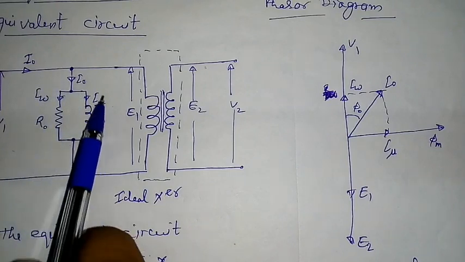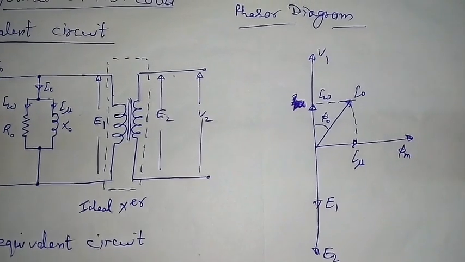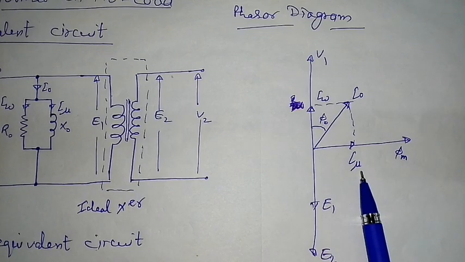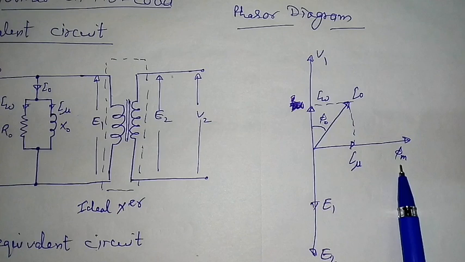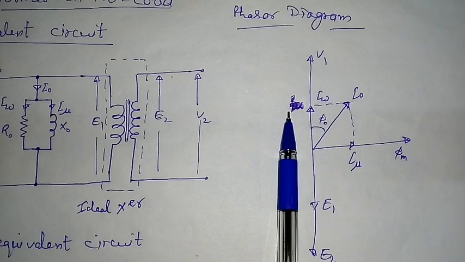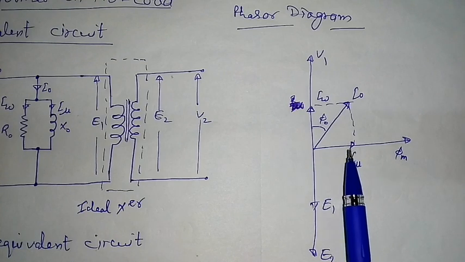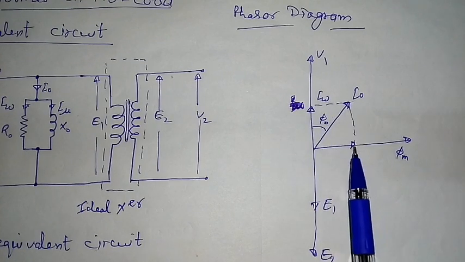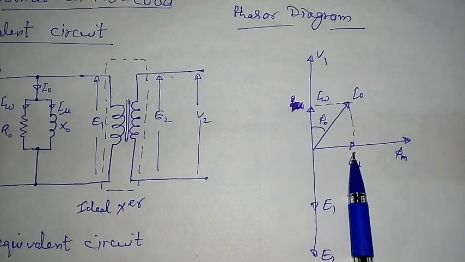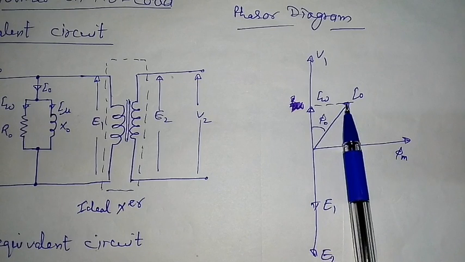This portion is called the burden of the transformer. Here in the phasor diagram, I mu, the magnetizing component, is in phase with flux phi m, and this IW active component is in phase with voltage V1. Here this is I mu, this is IW, and draw the line from this point parallel to this, and from this point parallel to this, and we get the current I0.